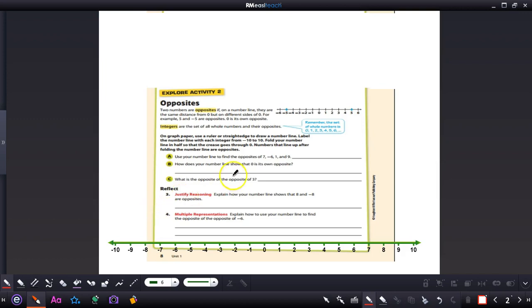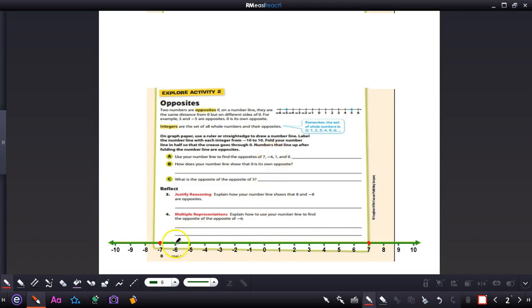Okay, so what we want to do is use your number line to find the opposite of 7, -6, 1, and 9. If we take a look at 7, we can plot our point. The opposite of 7 would be -7. Why do we know that? Because we can see 7 is 7 to the right of the 0 on the number line. -7 is 7 to the left on the number line.